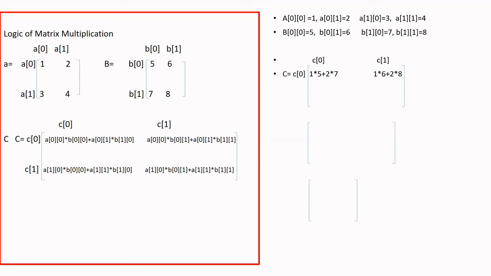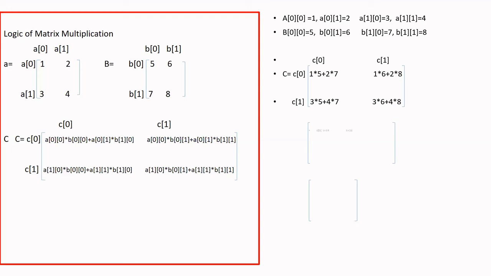Again for the next, C of 0, 1, the next element is 1 multiplied with 6 plus 2 multiplied by 8. So next is 3. 3 is multiplied by 5 plus 4 multiplied by 7. Next, 3 is multiplied by 6 plus 4 multiplied by 8.